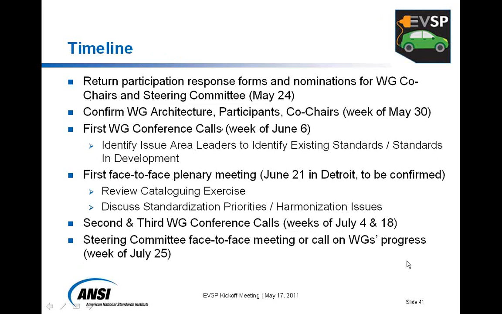So again, what we're looking to do here is, we've asked folks if you can return your participation response forms and the nomination for working group co-chairs and steering committee meeting within the space of a week. So again, it's a very tight timeline. And then again, to the point that was raised, we will confirm the working group architecture, participants and the co-chairs hopefully the following week, so that we'll have an agreed upon structure to go forward.